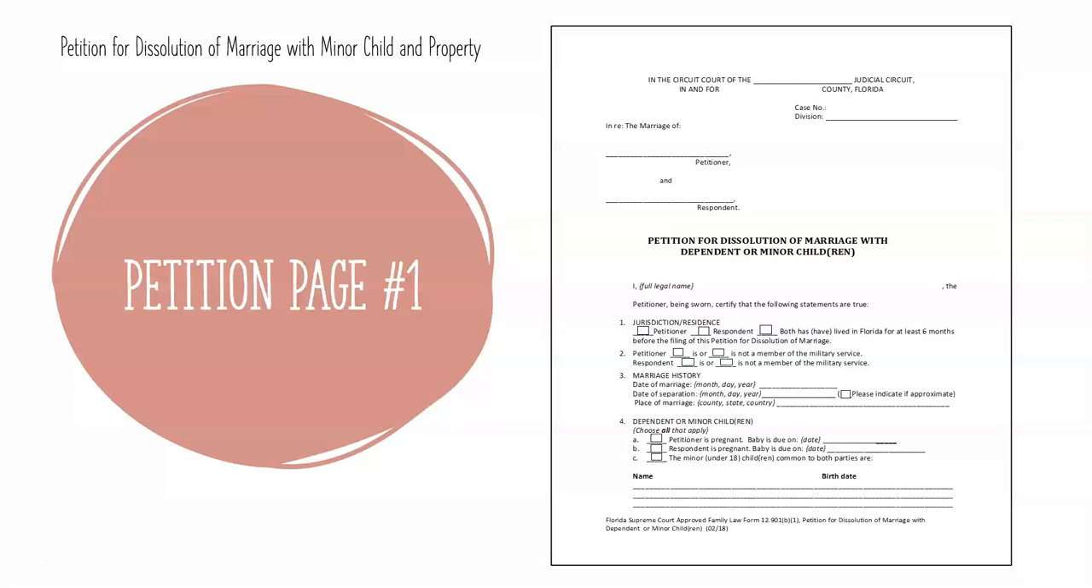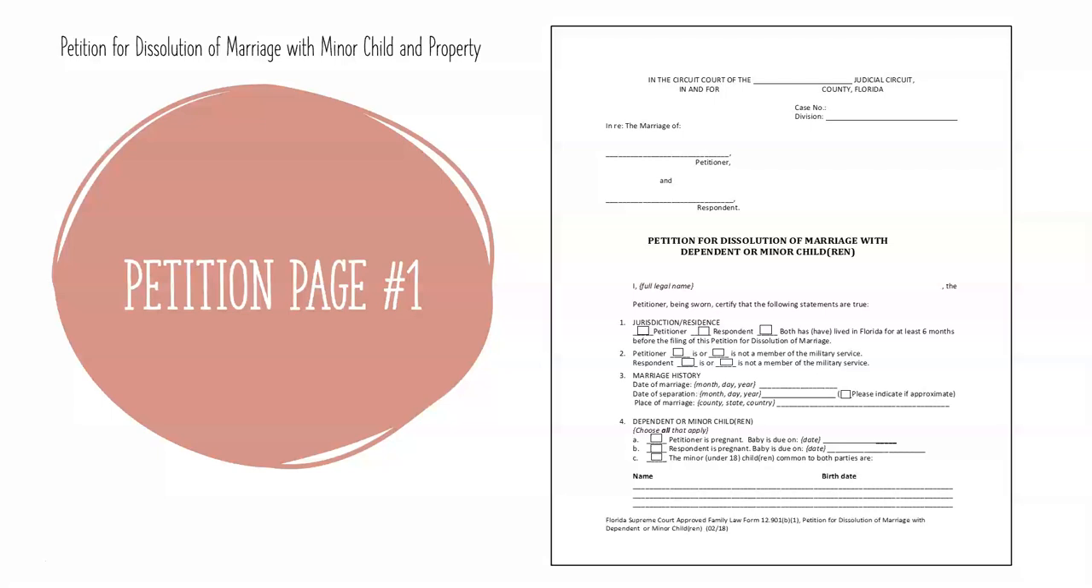1. Caption. Fill out the caption as explained in previous sections, including the judicial circuit number, county, petitioner's name, and respondent's name. 2. Beneath the caption, you'll find the title of the document, followed by the body of the petition.